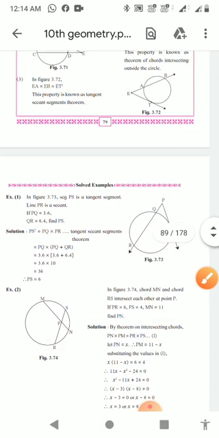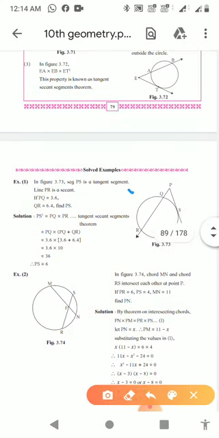Now in this section, the first question is given, for which a diagram is given here. So I am going to refer to this diagram. In this diagram, segment PS is a tangent segment, and line PR is a secant, isn't it, which intersects the circle at points Q and R. If PQ is given as 3.6 and QR is given as 6.4, we have to find out PS.